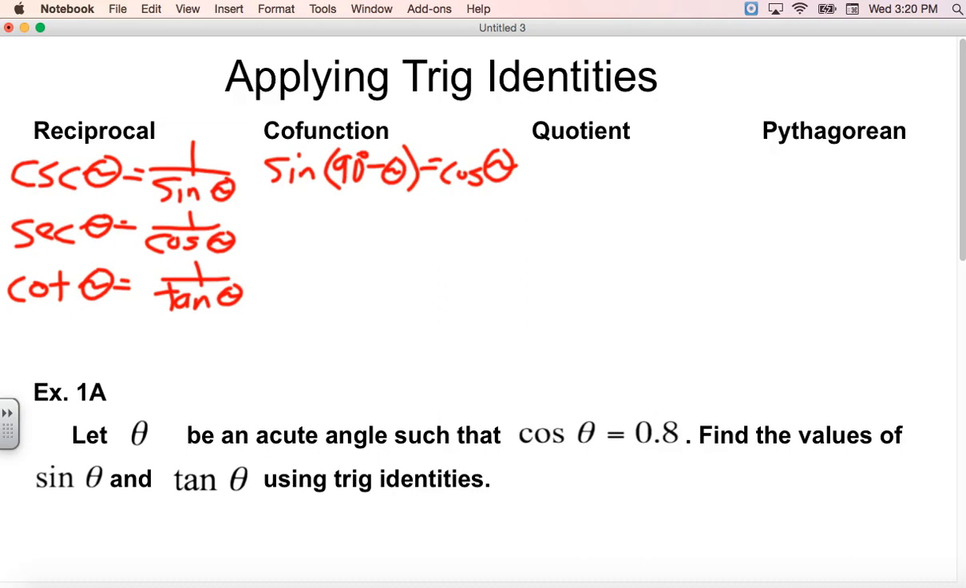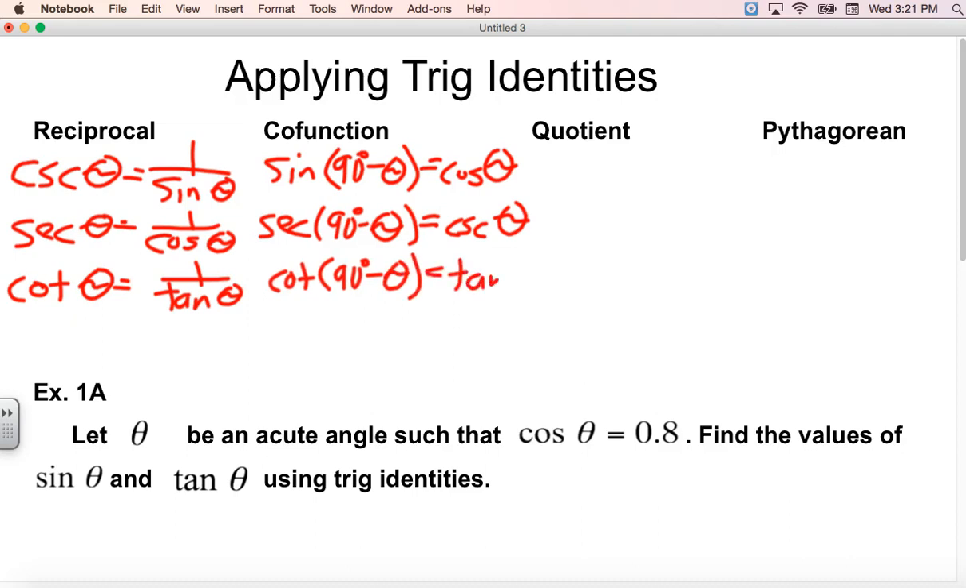And that also is going to apply to secant and cosecant, and tangent and cotangent. So the secant of 90 minus theta equals the cosecant of theta, and the cotangent of 90 minus theta equals the tangent of theta. Okay, so those are always going to be true. If you take the tangent of 20, that's the same as cotangent of 70. If you take the secant of 10, it's the same as the cosecant of 80. So that's always the case with those trig functions.